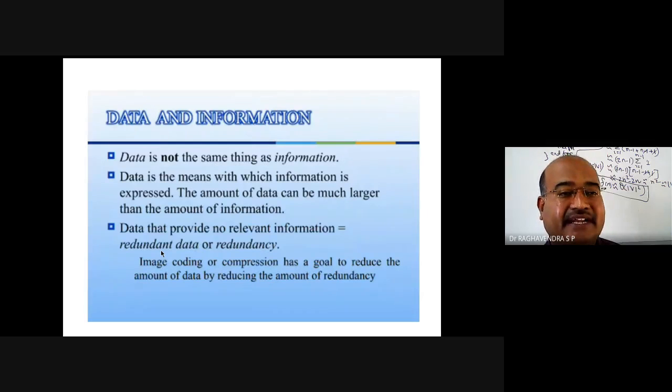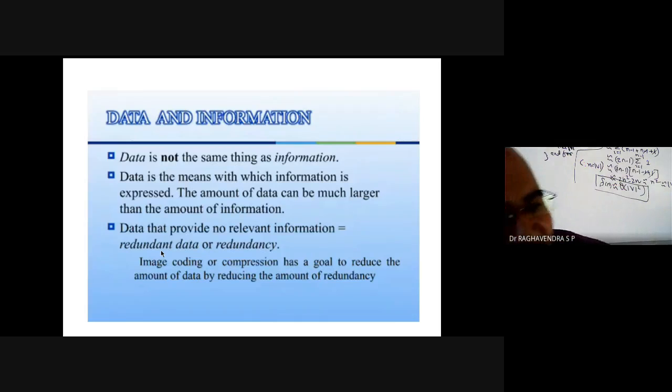ಕಾಣಿಸ್ತಾ ಇದೆಯಾ PPT? Data and information. PPT ಕಾಣಿಸ್ತಾ ಇದೆಯಾ? Data and information ಅಂತ. Yes, sir. Fine, very good.